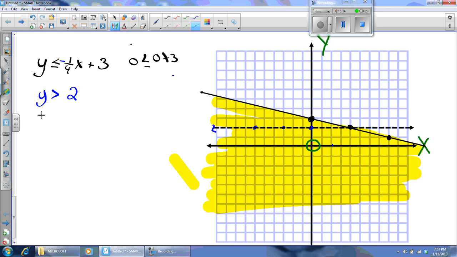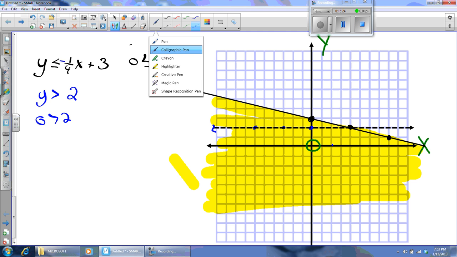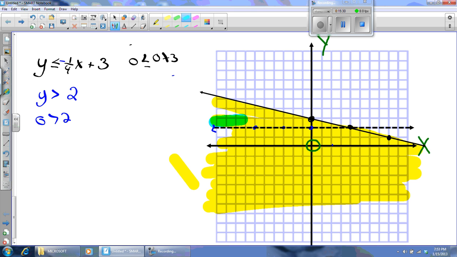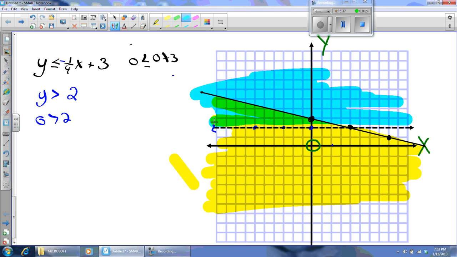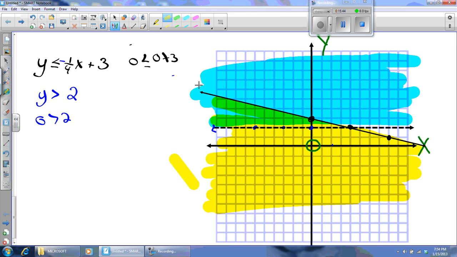And then I'll plug the origin in. 0 is greater than 2. Is 0 greater than 2? No, it is not. So I won't shade the origin side of that line. I'll shade the opposite side. So in other words, I'm going to shade everything above. And you see the solution I get is that kind of triangular region off to the left of the y-axis. There you go. All right, that's your review video.